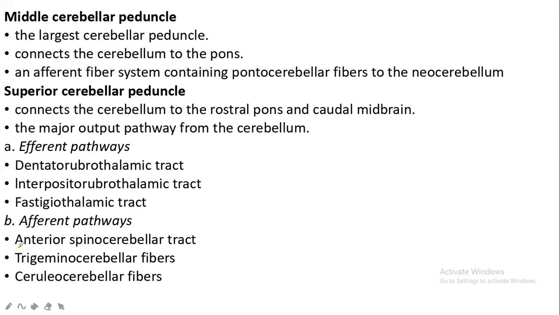We also see the fibers coming from the trigeminal nuclei, the mesencephalic part of the trigeminal nuclei. These are what are called the trigeminocerebellar fibers. Then we actually see what we call the reticulocerebellar fibers. These are coming basically from the reticular formation.